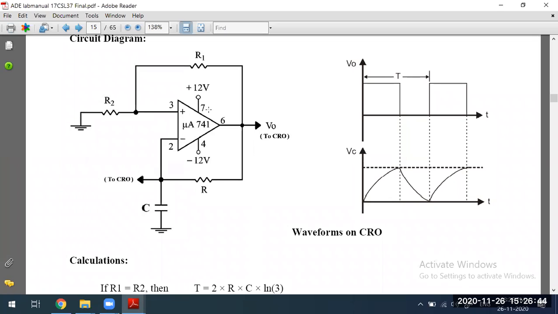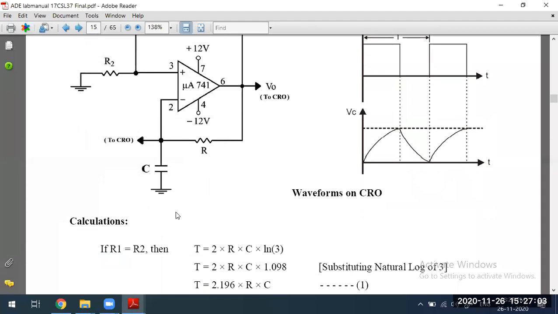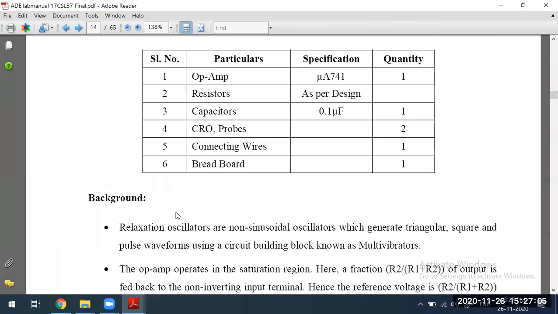This is how the connection. The output here is square waveform. Relaxation oscillator which generates the square waveform. The input frequency what we have to give is 1 kilohertz. Then how we are going to design is the question.